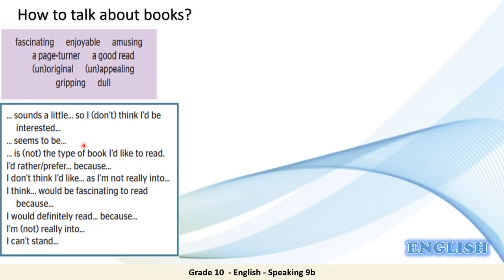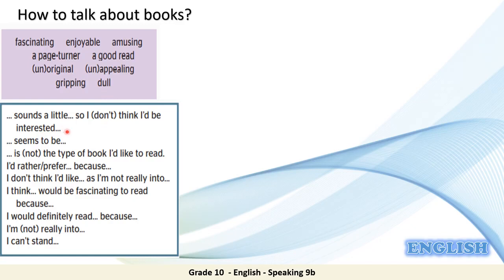We have here some expressions to show interest or disinterest in reading some books. For example, to show interest, you can say that's a fascinating book, or enjoyable book, or that's an amusing novel, or a page turner, or this book is a good read. Also, you can use words such as original, appealing, grabbing, and grabbing here means so interesting or exciting that it holds your attention completely. If you are disinterested in the book, you might say it's unoriginal or an unappealing book. It's dull.